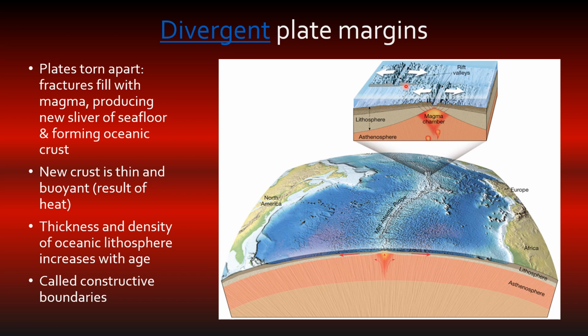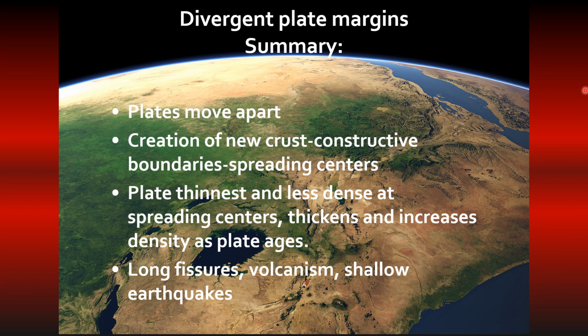And geologists often call these boundaries constructive boundaries because they're constructing or producing new crust. So divergent plate margins, if we were going to summarize, they move apart. The plates are moving apart. They create new crust at the spreading center. It's where the plates are the thinnest and the least dense. Their thickness increases and their density increases as the plate ages or moves away from the boundary. And they're long fissures, they have volcanism, and they have shallow earthquakes.